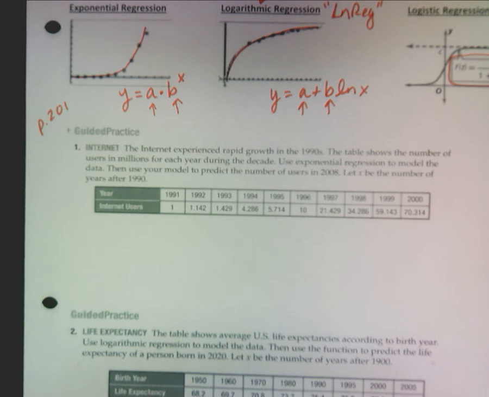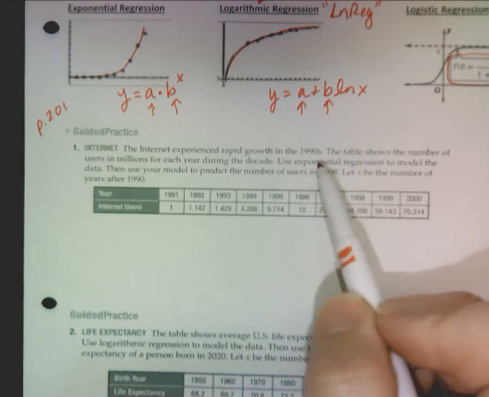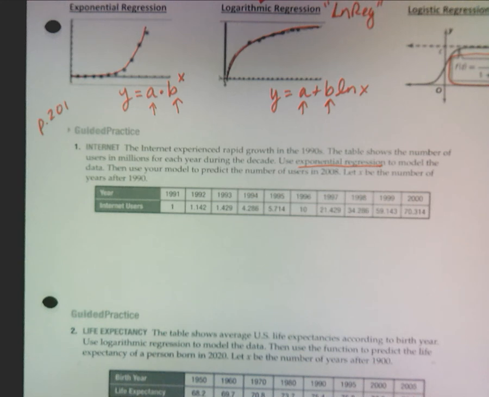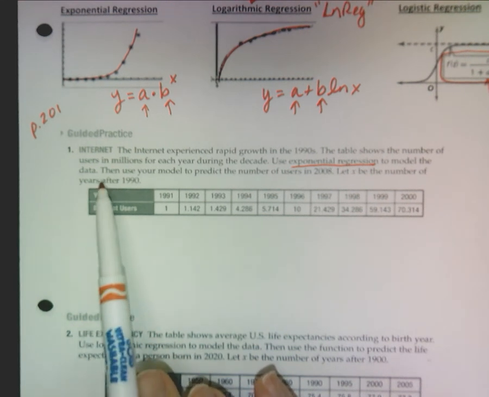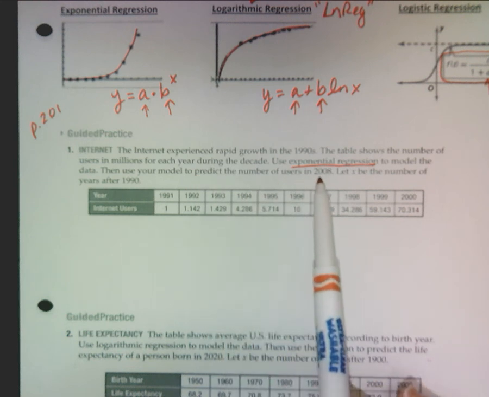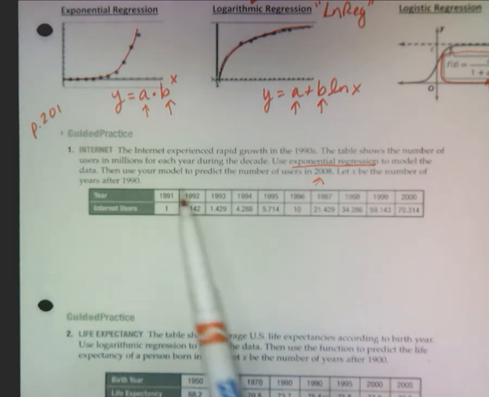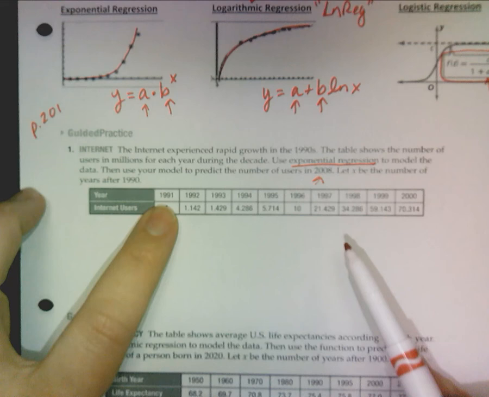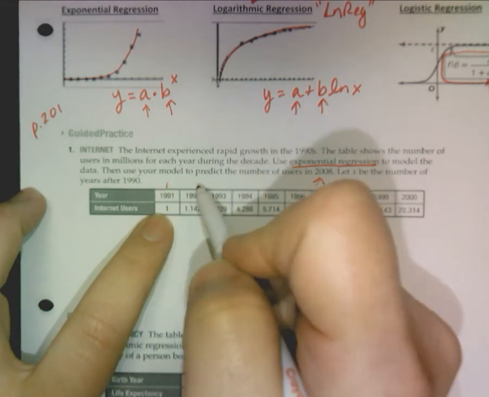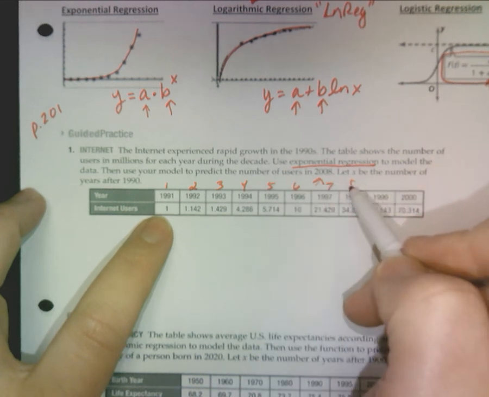So this one says the internet experienced rapid growth in the 1990s. The table shows the number of users in millions for each year during the decade. Use exponential regression, so it's telling us, to model the data. Then use your model to predict the number of users in 2008, and let x be the number of years after 1990. So you're not going to type 1991 in your calculator. You're going to type 1, 2, 3, because it's the number of years after 1990.